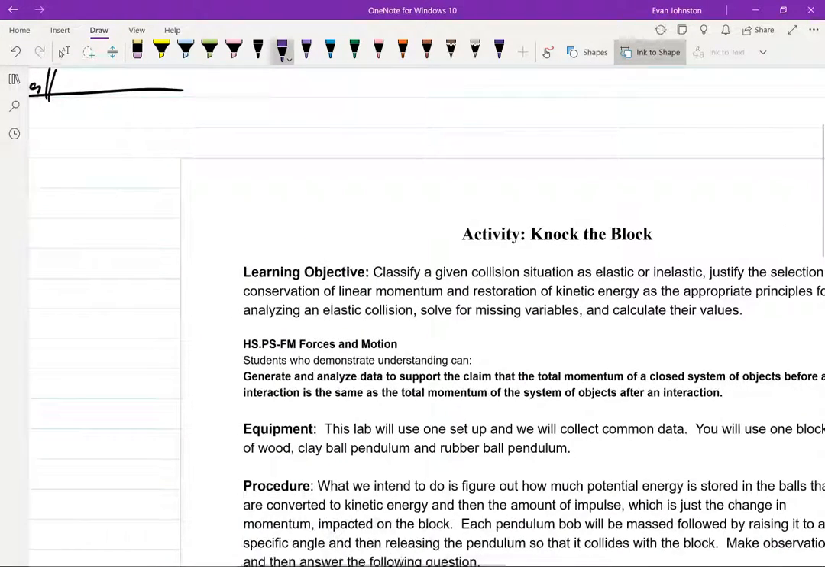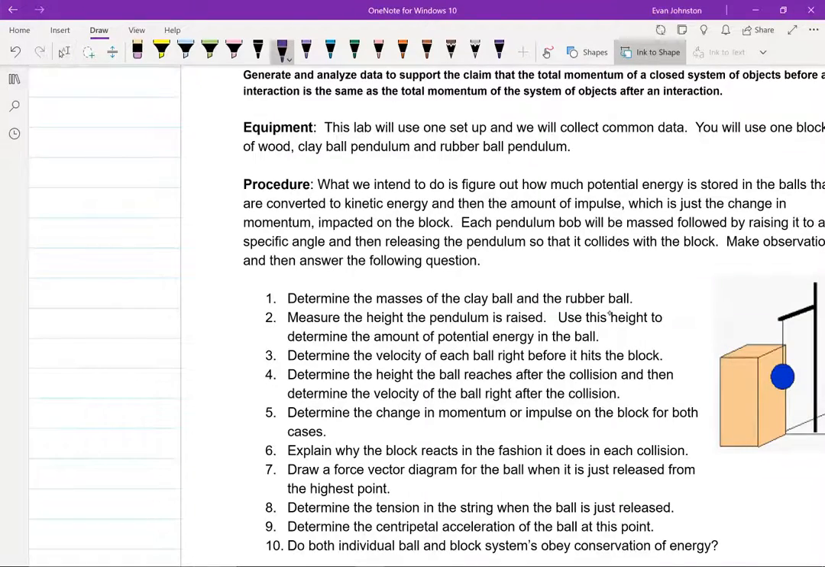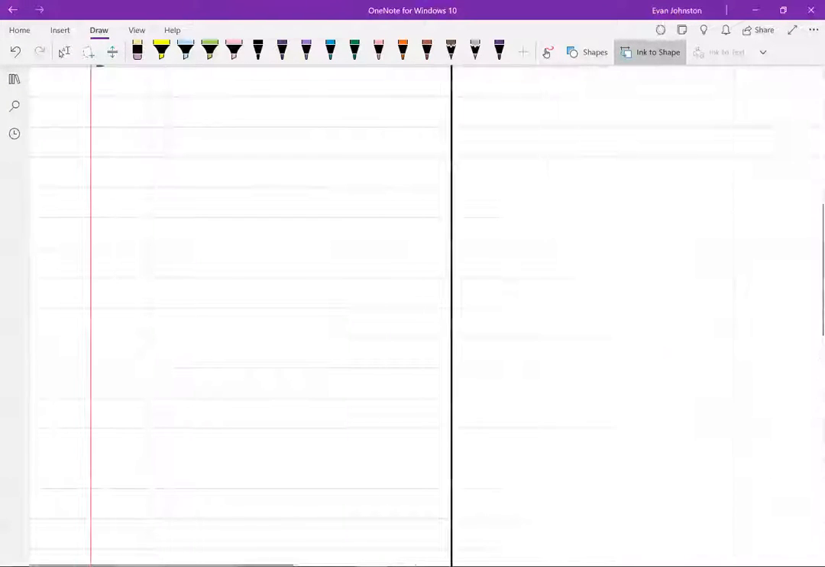5 tells us, determine the change in momentum. That's the same thing as the impulse on the block for both cases. Well, the impulse on the block is the same as the impulse back on the ball, because if the ball hits the block and changes the block's momentum, that means the block is pushing back on the ball and changing its momentum. So we can find the impulse on the clay ball. That's the same as the impulse on the block, and it will work the same with the rubber ball.